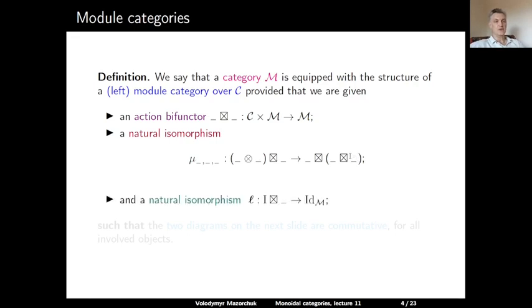And finally, we also need a natural isomorphism L from I box times something, which is an endofunctor of M, to the identity endofunctor of M. So acting by the identity object should be isomorphic to the identity functor via a fixed isomorphism L. And these data are supposed to satisfy the following conditions. There are two diagrams, which will be given on the next slide, and these two diagrams are supposed to be commutative for all involved objects.